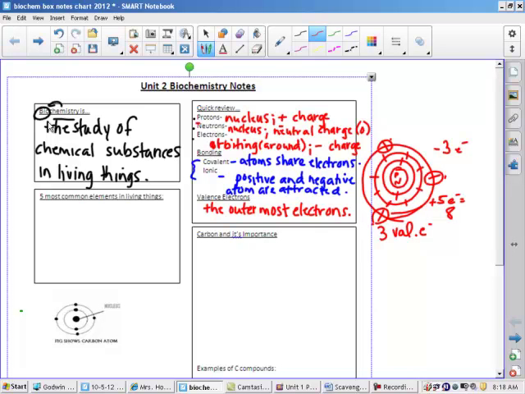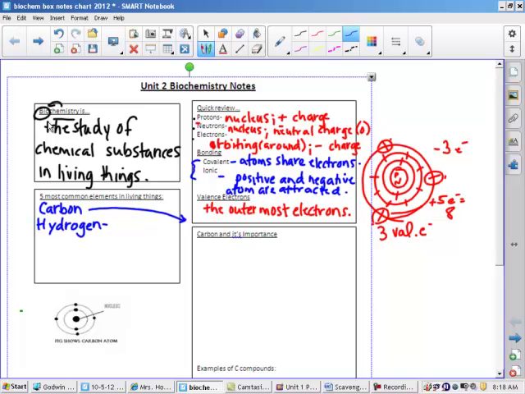Okay? All right, so let's skip over here real quick. I'm going to give you some of the most common elements that we would find in living things. The first one is carbon. Carbon is going to be very, very important. Okay, and we're going to talk about carbon over here in just a second. The second one is hydrogen.